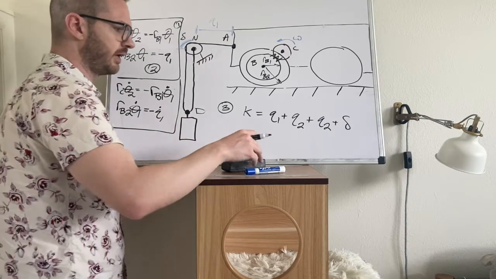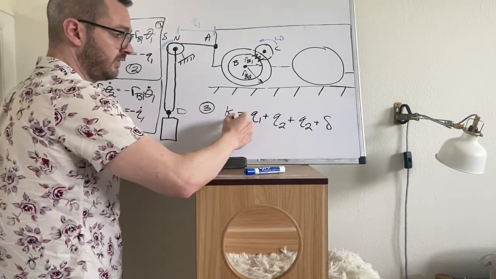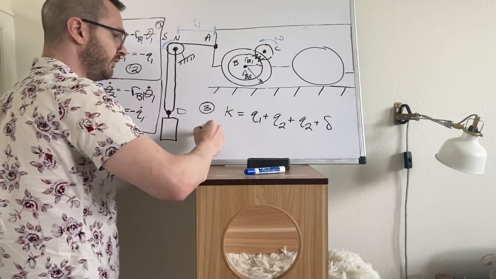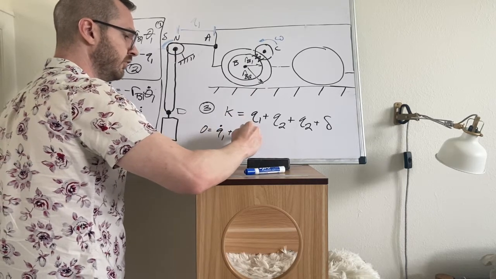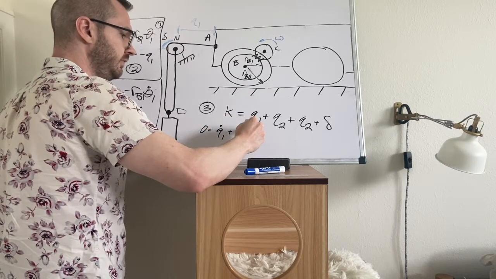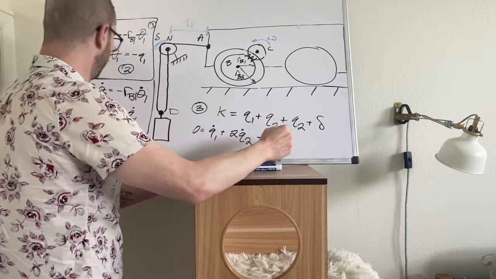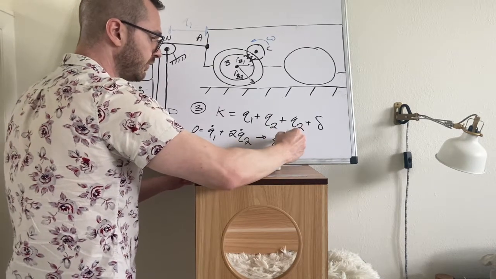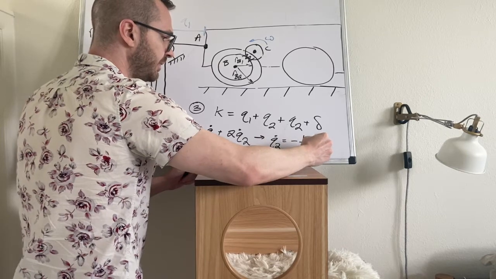We got to do the same thing over here. What's going to happen in this one? Well, K is going to go to 0 and the delta is going to go to 0. So we're going to have 0 equals Q1 dot plus 2 Q2 dot. Let's rewrite that. We know that we're going to have to solve for Q2 dot. So Q2 dot is equal to negative 1/2 Q1 dot.